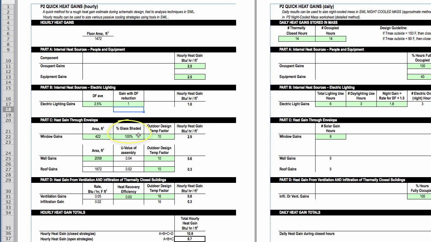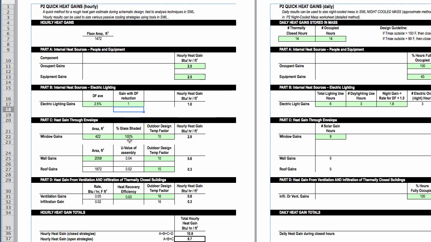For windows, this method assumes that they will be fully shaded with a shading coefficient of about 0.25. That means that no sun strikes the glass and only about 25% of the heat gain makes it through to the inside, mostly by reflection. Now, this is a big assumption in many buildings because most buildings that depend on machines for cooling are not designed to be fully shaded. So here we'll input the percentage of glass that's fully shaded during the cooling season, and I've already set this at 100%, which is the default on the spreadsheet here.